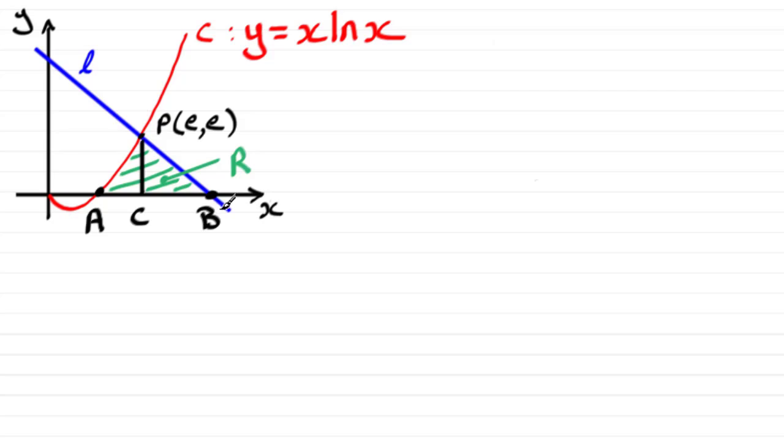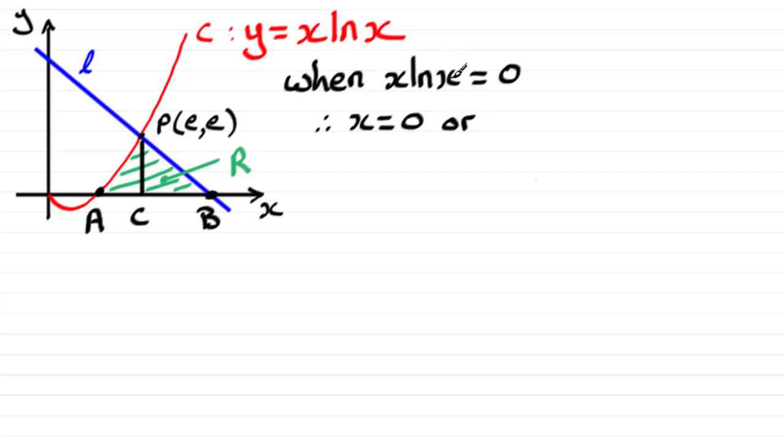Okay, so let's start first of all by getting the coordinates of A. And we do that by setting y on the curve here to 0. Okay, so let's just put that when x times the natural log of x equals 0. And we can see that we've got a product here equaling 0, so either x equals 0, so put therefore x equals 0, or natural log of x equals 0. And the natural log of x equals 0 when x equals 1.